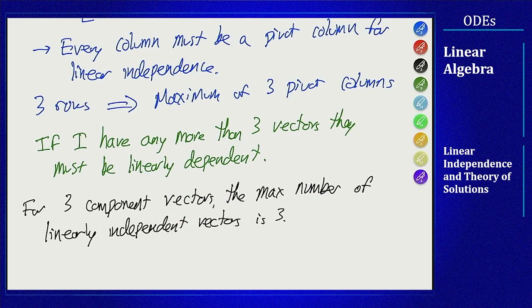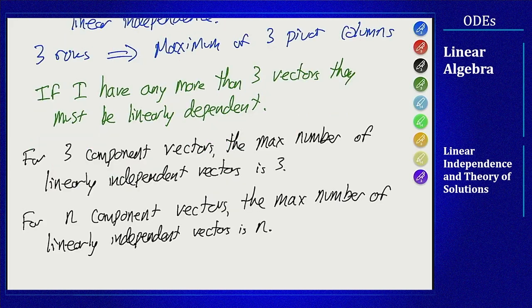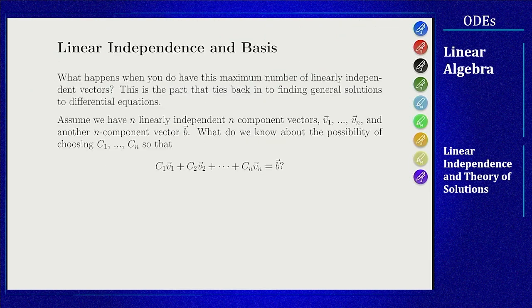Cool. And by the same logic, for n component vectors, I can have no more than n linearly independent vectors. So this here means something. I can never have more than n vectors of n components that are linearly independent. So what you want to look into now is what happens if you have that maximum number. If I give you a collection of 3 vectors, each with 3 components, that are all as a set linearly independent, what happens? Well, it turns out this is where things get interesting. This is where we start tying everything back together.